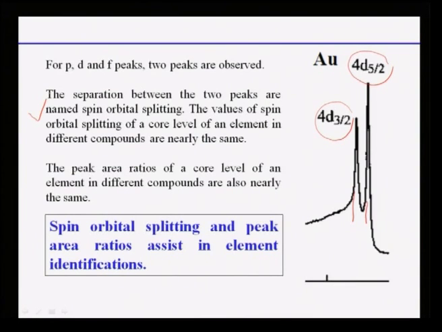That means the values of the spin orbit splitting for a core level electron in different compounds are nearly the same. Peak area ratios, that means the peak area for these two electrons, of a core level of an element in different compounds are also nearly the same. These two are very important. I have not yet discussed what the spin orbit splitting is, I am going to do that, but this is what we observe. The spin orbit splitting and the peak area ratios assist in elemental identification.